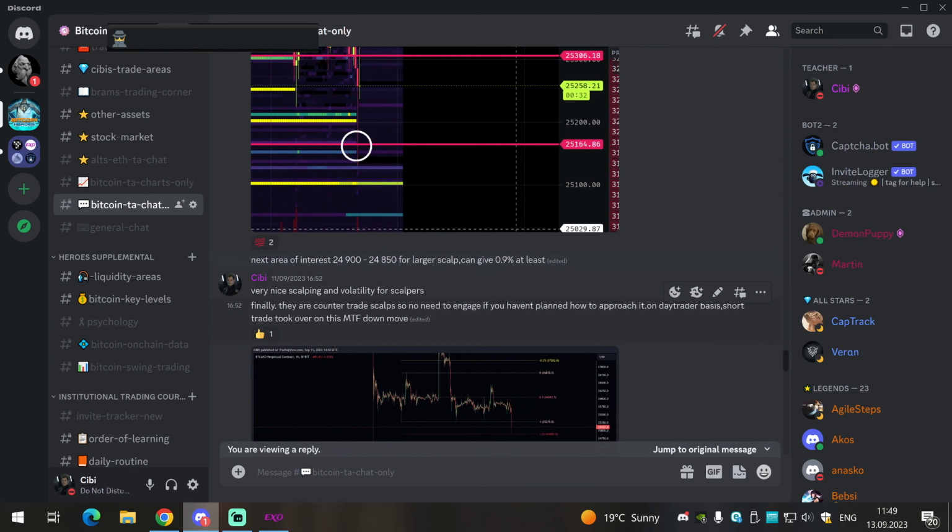And this is a very good post also. So we are not a signal group, even though my traders know my plan. I would not call this a signal, but they most of the time know my plan, and most of the time I'm right on my plan. But sometimes I give silver plate trades when I'm really certain we get a reaction, and I said the next area of interest is at 24,900 to 24,850 for a larger scalp, can give 0.9 at least.